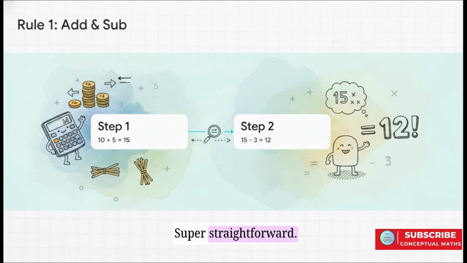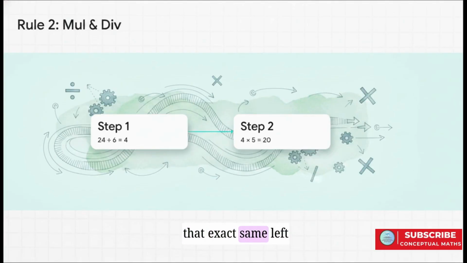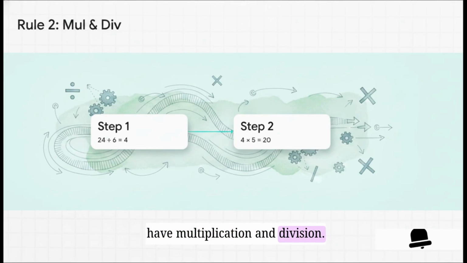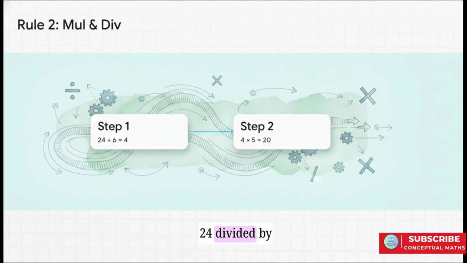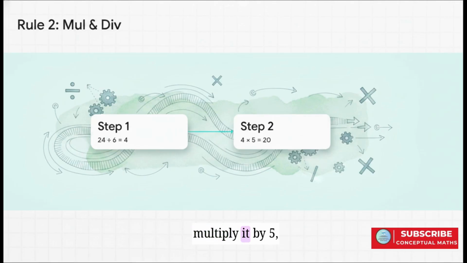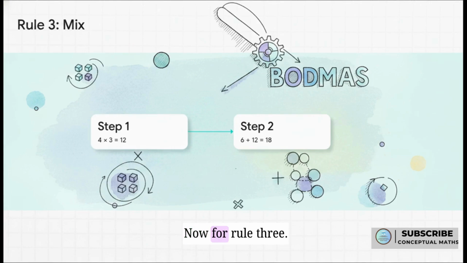Super straightforward. Rule 2 shows how that exact same left-to-right reading trick applies if you only have multiplication and division. So in the problem 24 divided by 6 times 5, we just read left to right. First up is 24 divided by 6, which equals 4. Then we take that 4, multiply it by 5, and boom, that gives us 20. Easy, right?